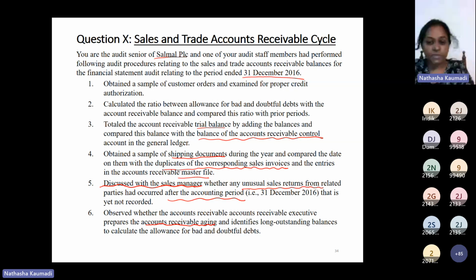and identifies long outstanding balances, very old balances, to calculate the allowance for bad and doubtful debts. So these are the audit procedures this audit staff member has performed. Now what is the problem?